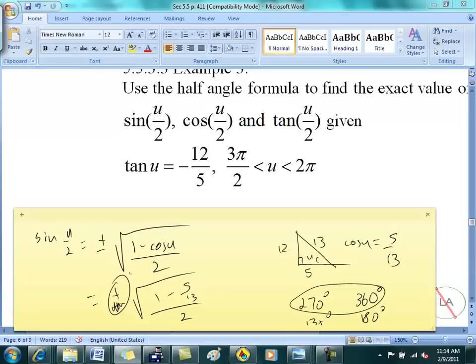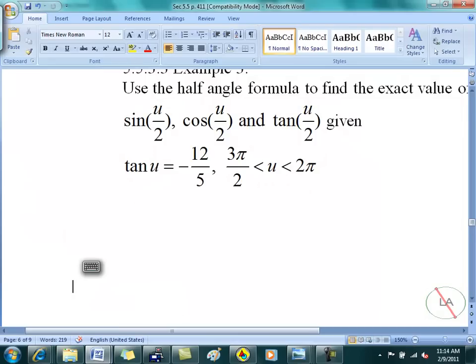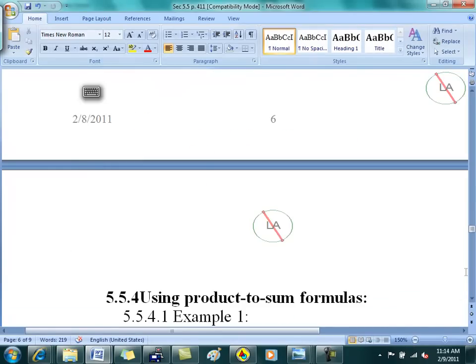Okay, and then you find cosine and tangent similarly using the half angle formulas. I'm not going to work through that because I want to really get on to that 113 problem, because that's a nasty problem. All right, everybody okay on this? Okay, next example.